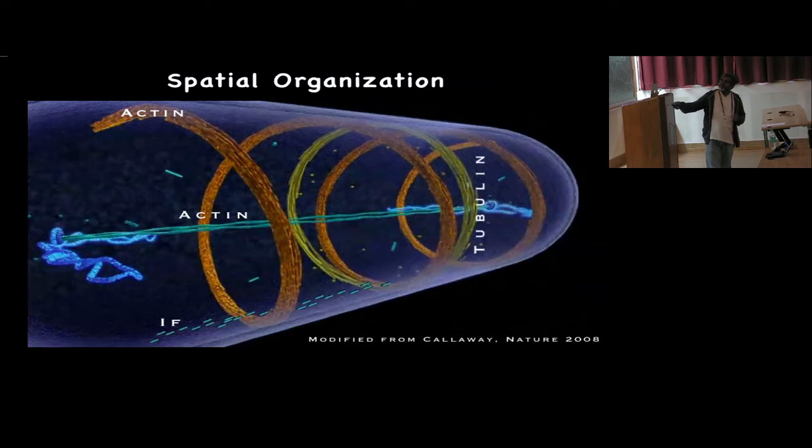And there are other DNA-segregating proteins, which are actin-like, that will push apart the plasmids or the chromosomal DNA in some bacteria. And there are also other intermediate filaments that organize along the membrane and give shape and curvature to the bacteria.